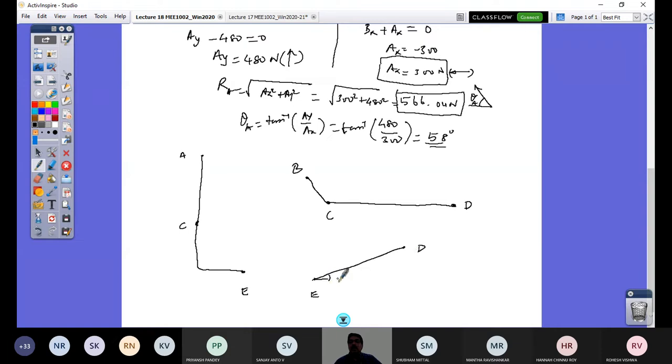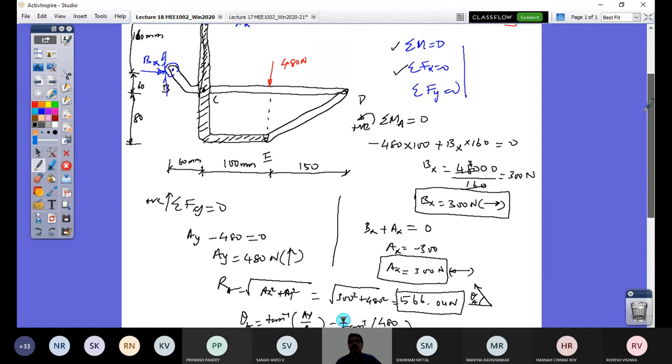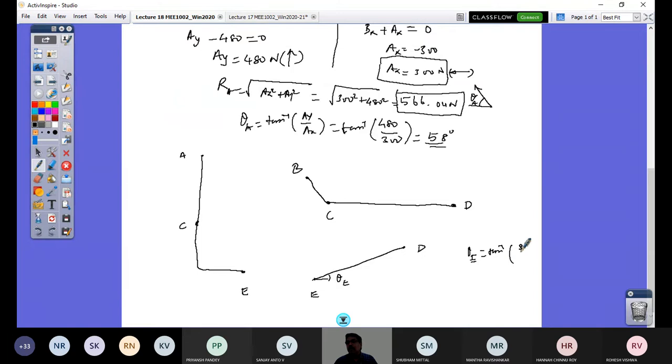So what is this orientation, this direction? Theta E would be tan inverse of, from this configuration you can find out. So this distance is 80, and this distance is 150. So I require this angle theta E. So I can get, it is tan inverse of 80 by 150. So what is the value I get? Shift tan inverse answer. That is 28.07 degrees.